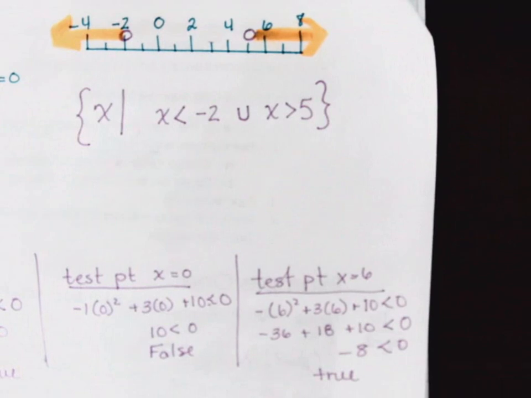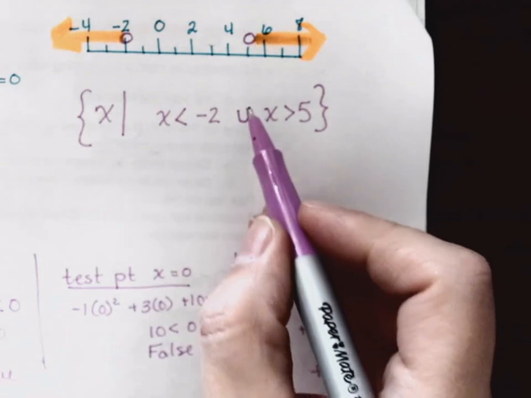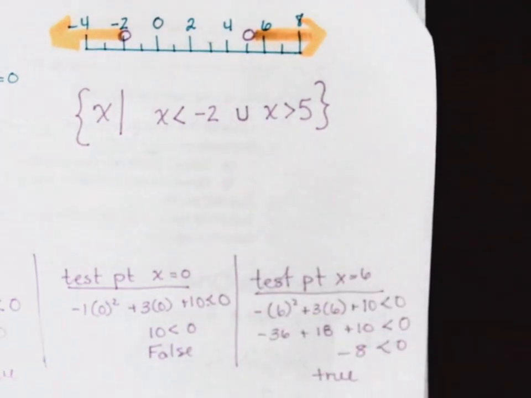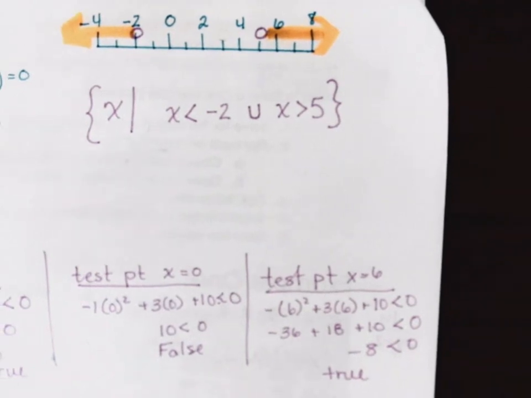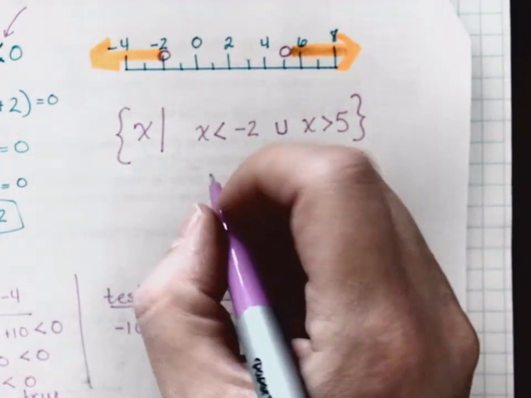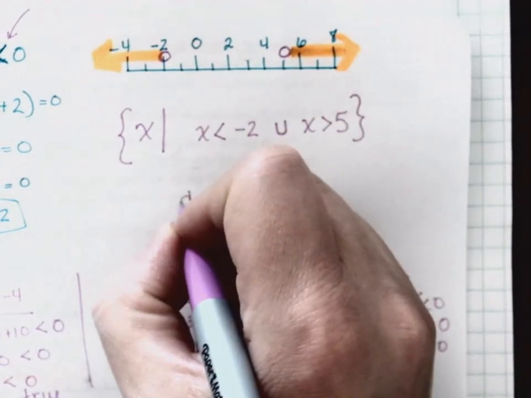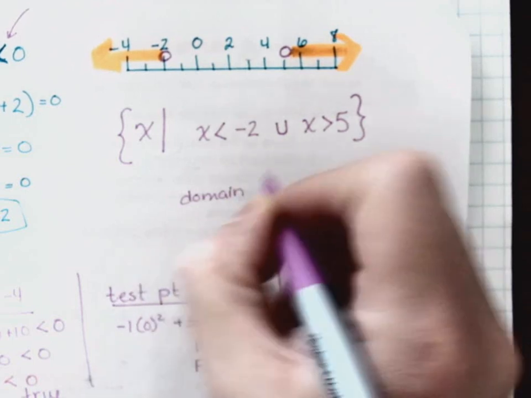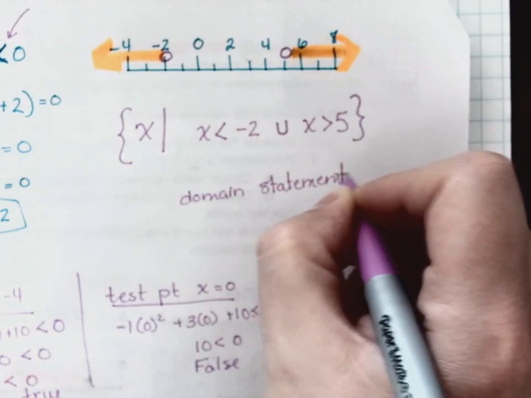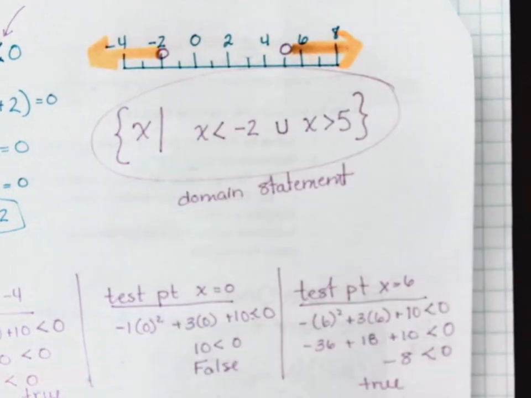So that's how we do it when we have not a connected, but 2 different intervals. It's that union right here. And you've probably never seen that before. Maybe you have, but we just see it for the first time in this one. Okay, moving right along. So don't forget, if I asked for a domain statement, that's what I'm referring to.